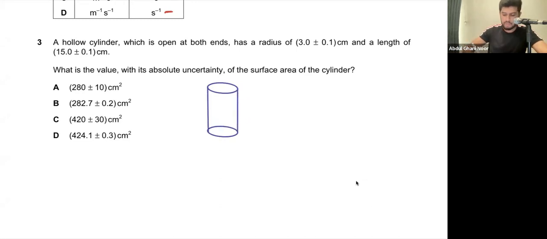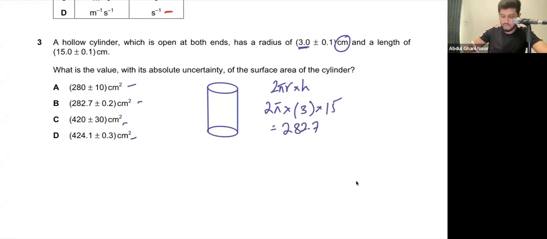The surface area for the cylinder will be 2 pi r, which is basically this thing, multiplied by this height, multiplied by this length. So the surface area is 2 pi rh. So 2 multiplied by pi multiplied by radius, which is given as 3 centimeters, but all the answers here are in centimeter square, so that is not a problem. Multiplied by the height, which is 15. And that gives you the answer as 282.7 centimeter squared, which basically means that my answer could either be A or B. It cannot be C or D.